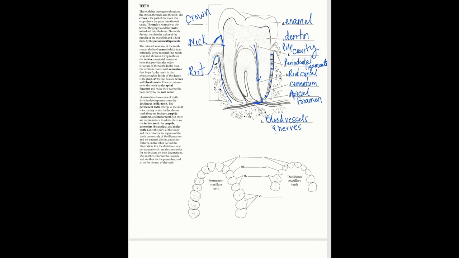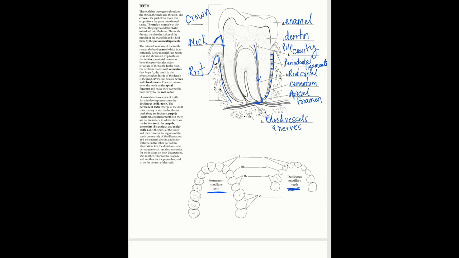As you can see, we have our permanent maxillary teeth, in other words, your adult teeth. You also have your deciduous teeth. They're also called milk teeth. This is what you have as a baby. Most likely you should have lost all of your deciduous teeth by now, and they should have been replaced with your permanent maxillary teeth. Okay?